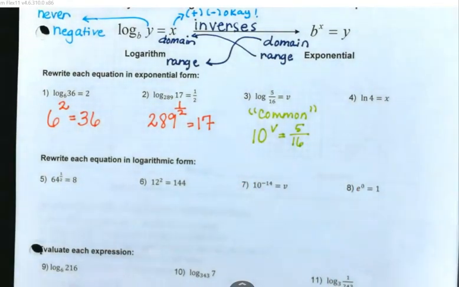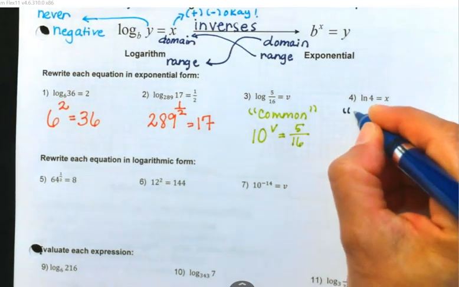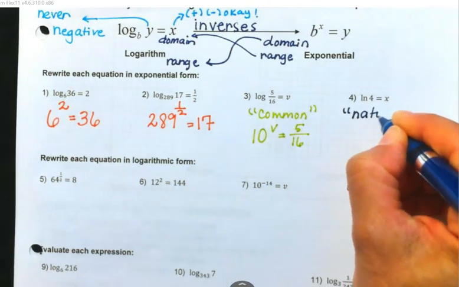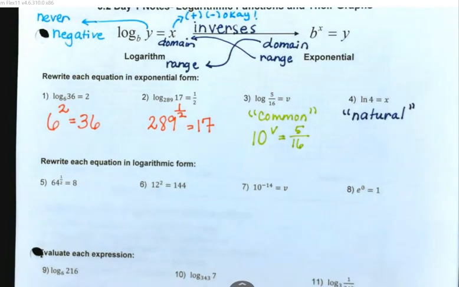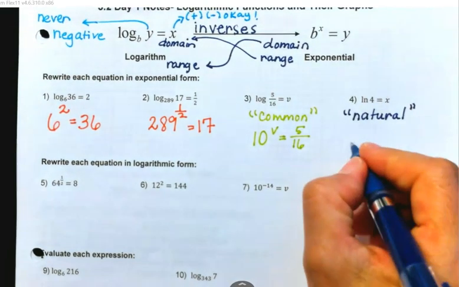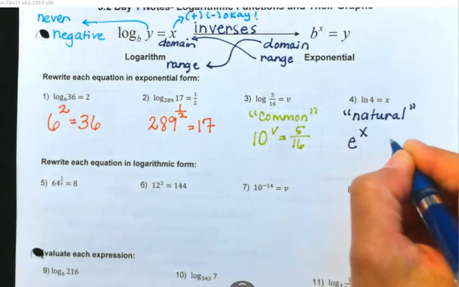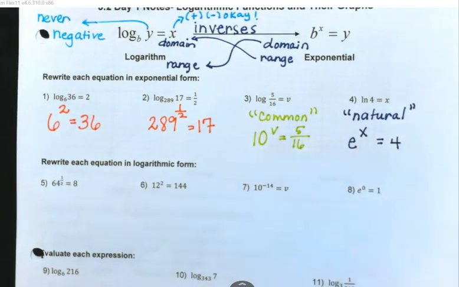That's a common log. Number 4, ooh, the words changed. So this is a natural log that deals with the natural number, the letter e. So the letter e is going to be the base on this. So this is going to be e to the x equals 4. Pretty easy.